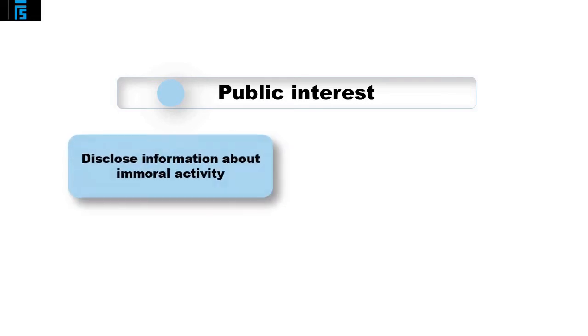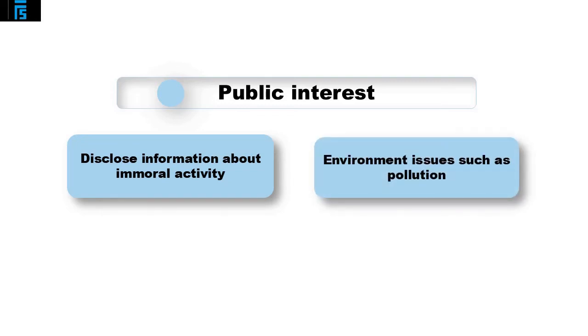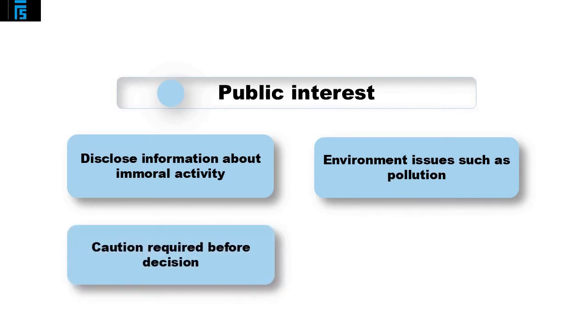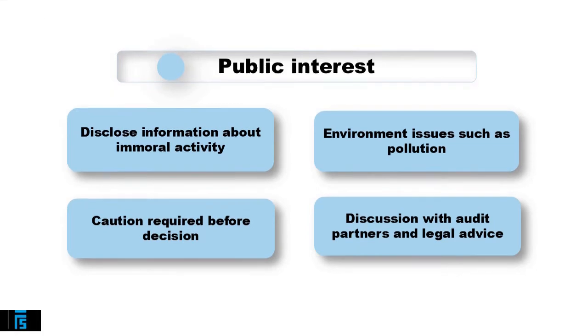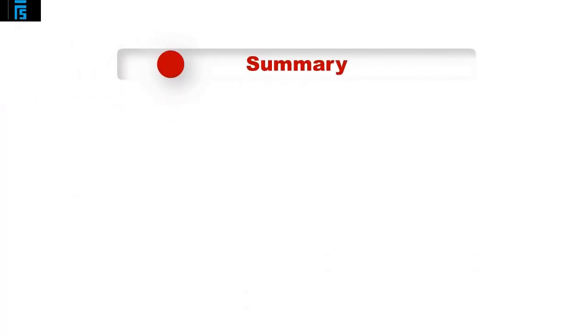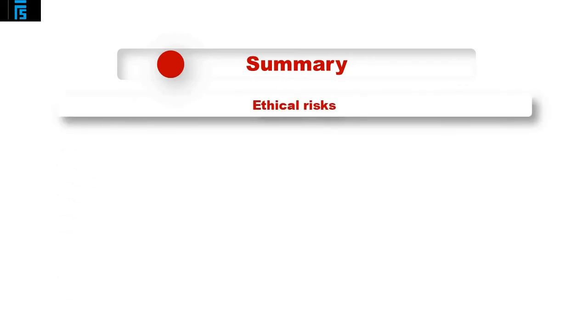Acting in the public interest is important for an auditor to maintain the reputation of their profession. If they find the client they are working with is doing something immoral, they may decide to disclose this information externally. Examples could include environmental issues such as pollution, or the client not acting in the public interests. Caution must be taken as proving something is in the public interest is difficult. Discussions within the audit firm should include audit partners for additional advice, and even legal advice should be taken before any disclosure is made.